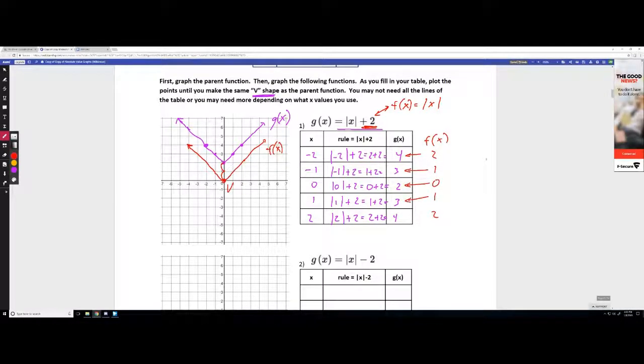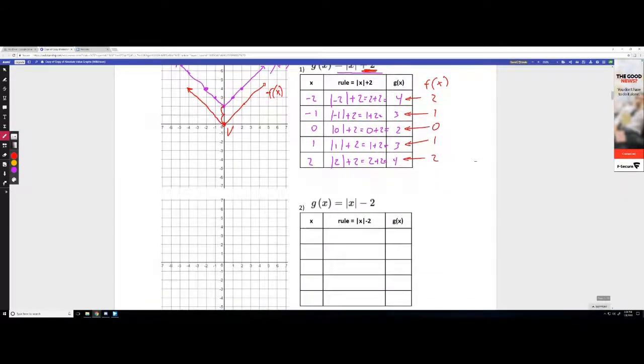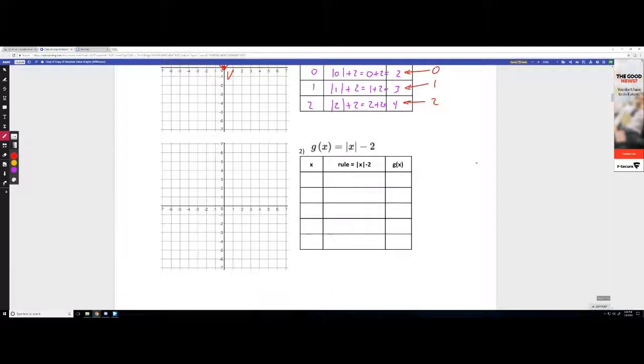And that's always kind of an interesting thing to note about the effects of constant terms that are adding or subtracting. They can move your V up or move it down, so be aware of that. So speaking of which, we have this minus 2. Is that going to increase our outputs by 2 or decrease? All right, so let's use the same rule. Let's pick the same coordinates, -2, -1, 0, 1, and 2.